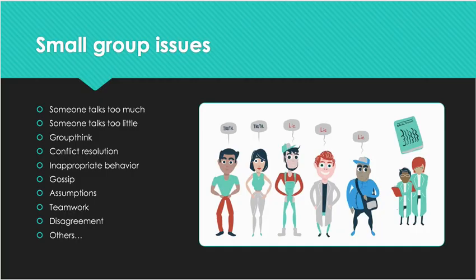Some of the issues you might want to examine might be someone who talks too much or too little. We talked about groupthink in the textbook, conflict resolution, inappropriate behavior, gossiping, assumptions, teamwork, disagreement, and there's a whole host of other ones dealing with leadership and power in groups, voting and consensus, all those kinds of issues that happen in a small group situation. So find a story, find an issue, put those two together.